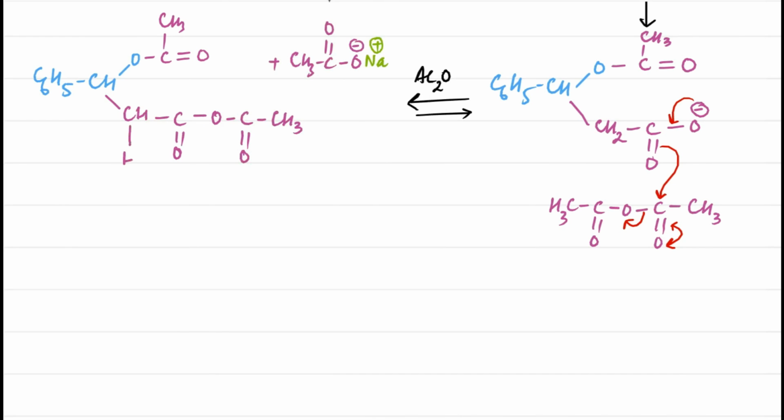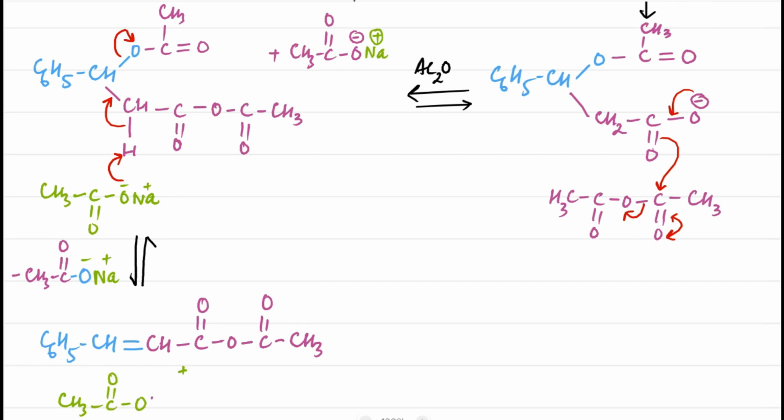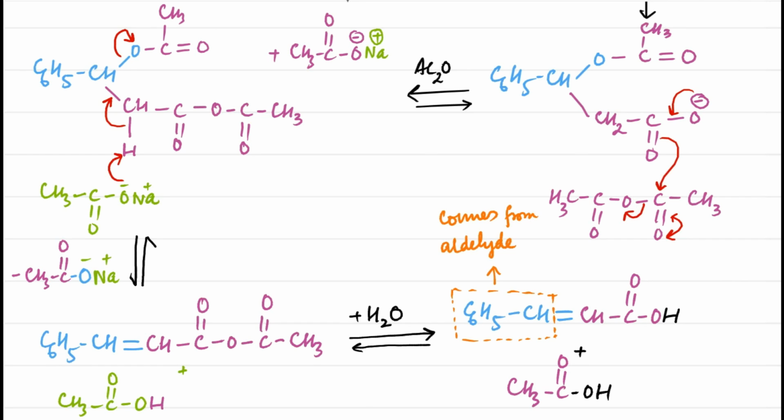The basic acetate ion then induces E2 reaction, so that acetate anion is eliminated, resulting in the formation of anhydride product. This anhydride product is then hydrolyzed to form β-aryl alpha-beta unsaturated acid, cinnamic acid in this case. Notice that this part comes from aldehyde, whereas this part comes from anhydride.